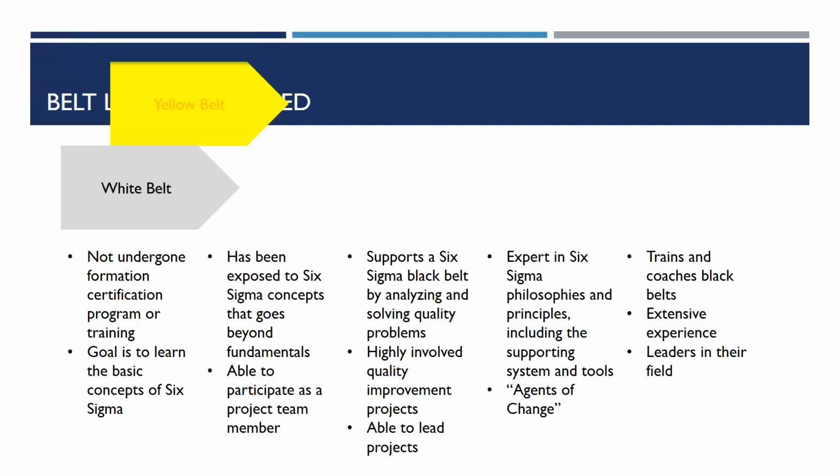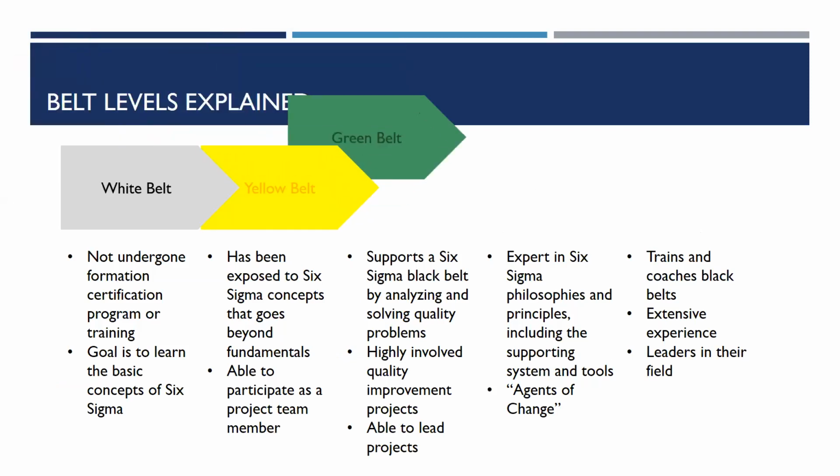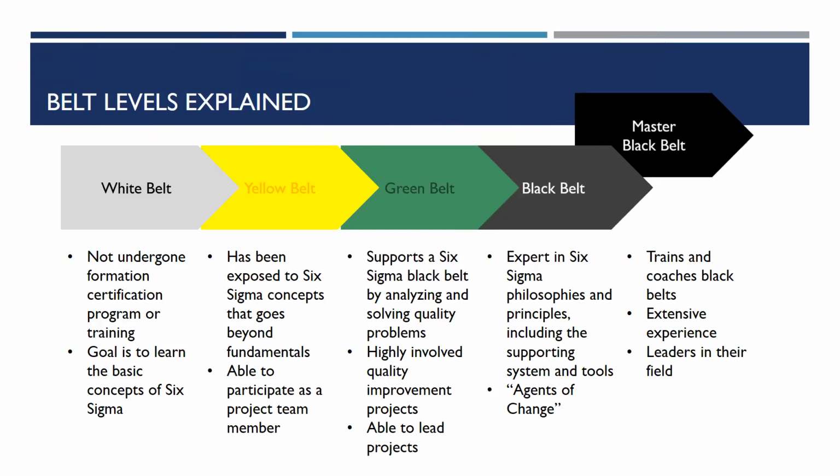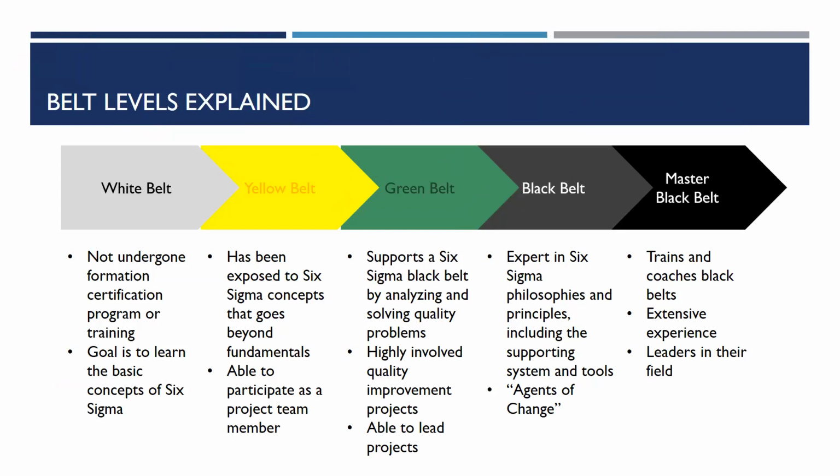So what does each belt represent? Each belt corresponds to a specific level of training and expertise in Six Sigma methodologies and tools. Individuals progress through the belts by completing training, demonstrating proficiency, and successfully leading Six Sigma projects that increase in levels of complexity and impact, and then going on to take the national certification. I won't go through all the levels in detail, but feel free to pause the slide on the recording and read through the levels at your leisure.